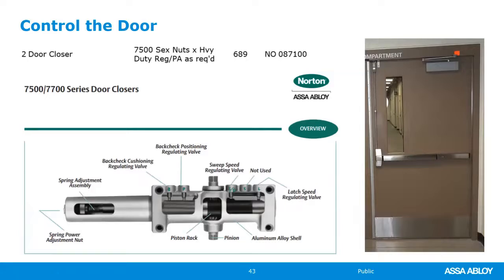The same closer we've been using throughout the facility, the heavy duty Norton. And again, when you specify, you can put regular / parallel arm as required. They're both the same price, so the person doing the takeoff will price the same closer, but when they detail it, they will detail it actually whether it's regular arm or parallel arm. In this case, it's parallel arm with a heavy duty, it's a heavy duty parallel arm.